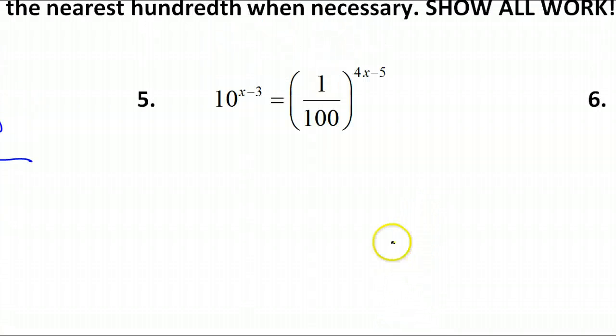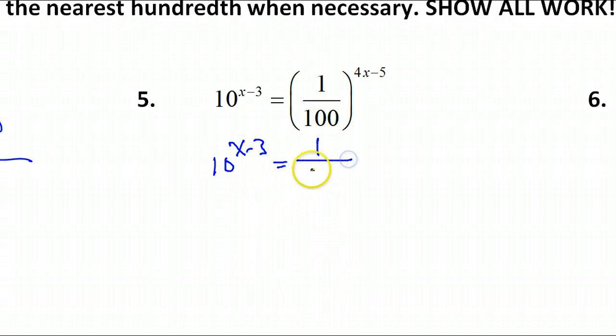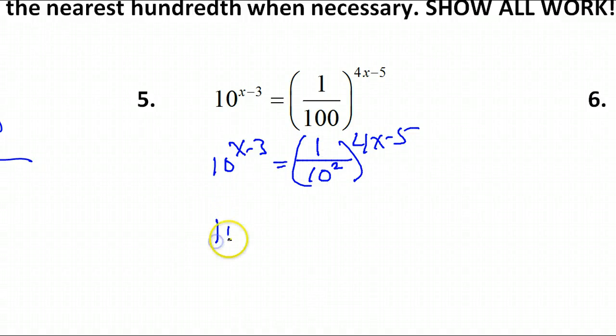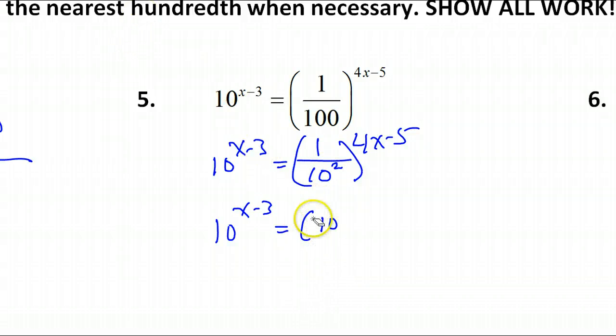Number 5, same type of thing. Let's see if we can get both of these as base 10. This is already a 10, so I can just leave that alone. Now, 100 is 10 squared, so this is 1 over 10 squared. Here's the part that confuses some kids: 1 over 10 squared is the same thing as 10 to the negative 2 power, because that negative 2 would drop you down to the denominator.